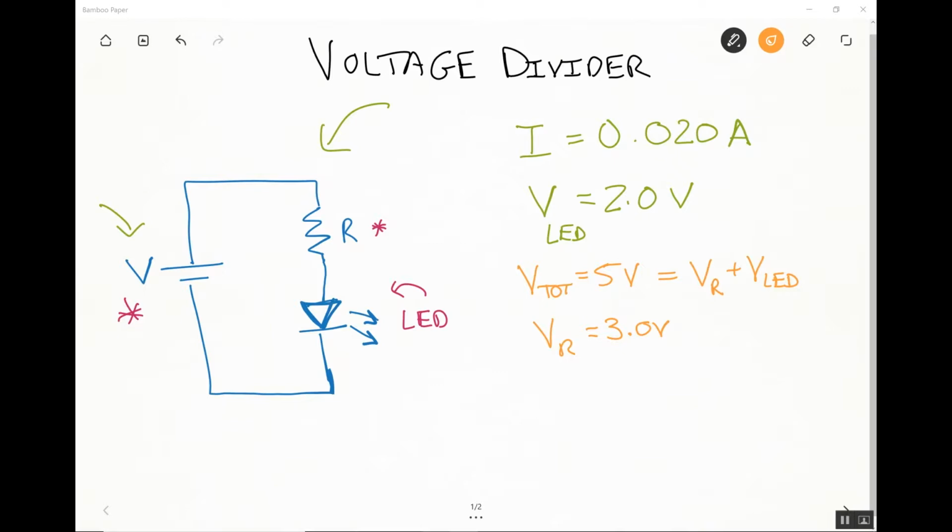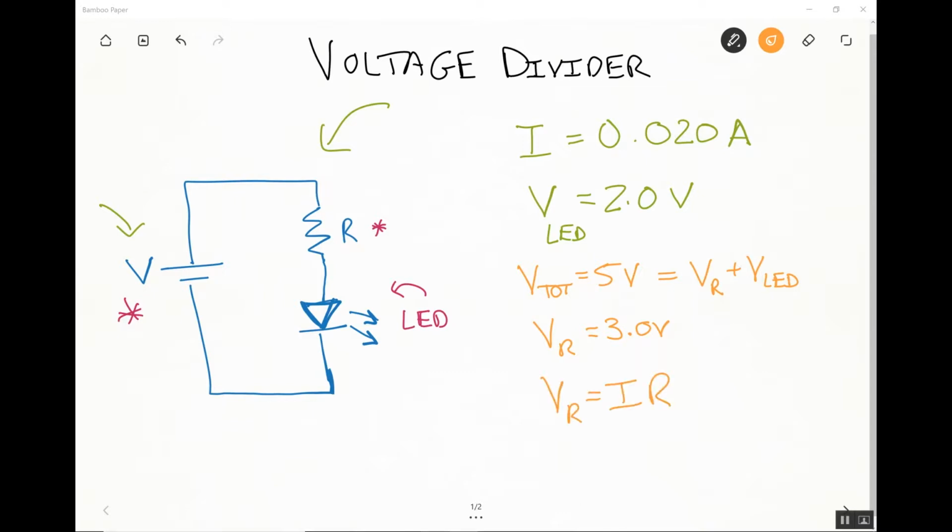Let's go back to our drawing board and see how we can calculate what resistor we would need to make this work. Okay, so back here on our circuit diagram, I've written that the green LED needs 20 milliamps of current. Oops, I wrote that wrong. 20 milliamps is 0.020 amps, and the LED needs 2 volts.